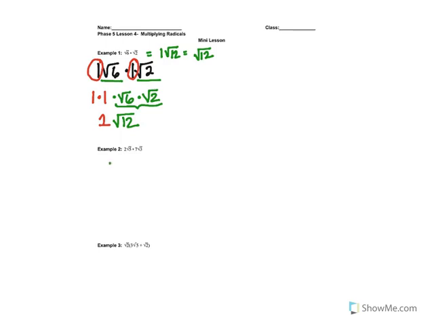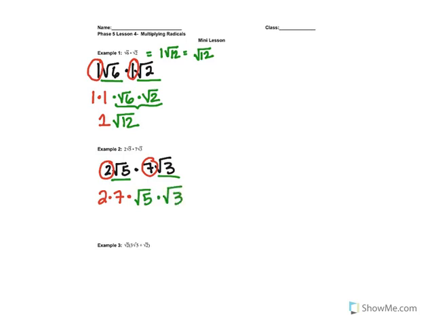In example 2 we have 2 square root of 5 times 7 radical 3. Notice that I'm using the words radicals and square root interchangeably because they both mean the same thing. Again, I'm going to take the numbers that are outside of my radical and write those down first. So I have 2 times 7 times, now I'm going to take my radicals and write those down next. So I have 2 times 7 times the square root of 5 times the square root of 3.